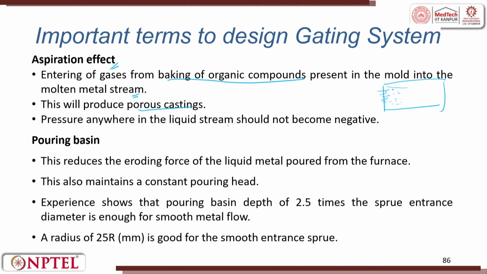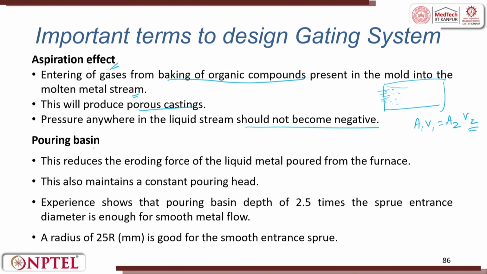Pressure anywhere in the liquid stream should not become negative. So, what happens, when you remember A1 V1 equal to A2 V2 we were seeing, V2 is the velocity at the gate and other things. Make sure this velocity is always high, it does not go negative. The moment there is a negative, it will start sucking back. The moment it sucks back, it will not produce a solid part.